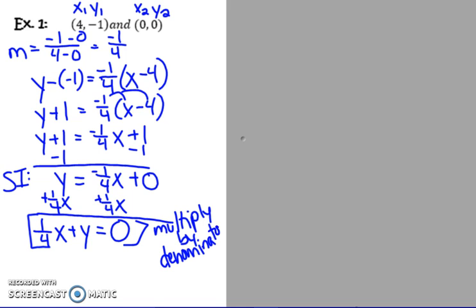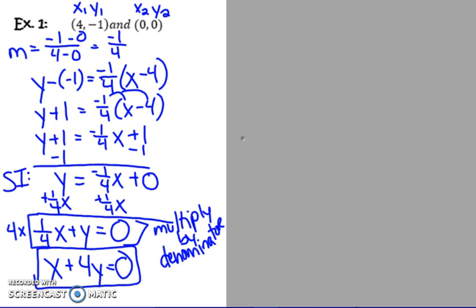And make a note to yourself so that you don't forget. In this case, we're going to multiply everything, and this is why we say it's on steroids, because everything gets multiplied by that 4. 4 times 1/4 is 1, so I have 1x. 4 times y is 4y, and in this case, 4 times 0 is still 0. That becomes our answer in standard form: x plus 4y is equal to 0.